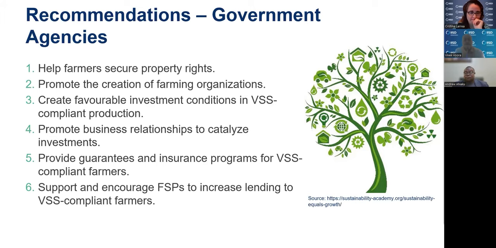And lastly, central banks could encourage financial service providers to invest in VSS compliant operations by offering them lower taxation, regulatory capital reserves, or collateral requirements.